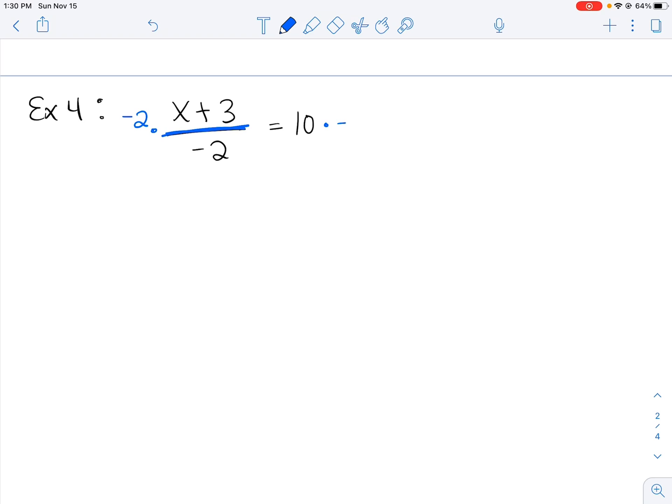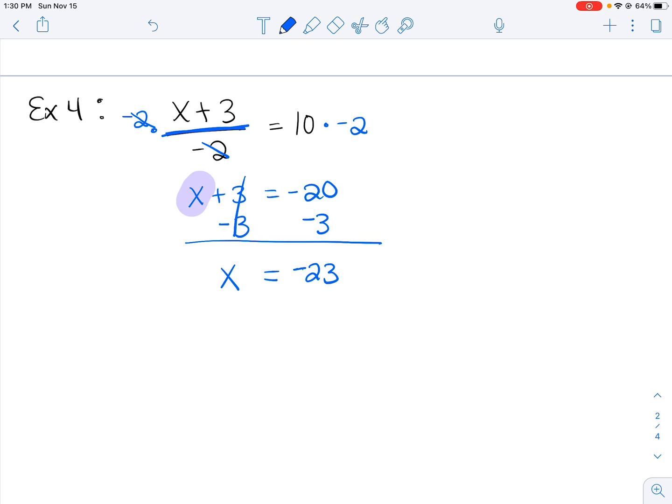And whatever I do to the left, I have to do to the right. Negative 2 and negative 2 cancel. So I'm left with x plus 3. And on the right-hand side, I have negative 20. So the last step to isolate the variable to get x alone is if I have a plus 3, do the opposite. So that would cancel out those 3's, and then we just have x is equal to negative 23. All right. So a few steps here to actually get the answer.